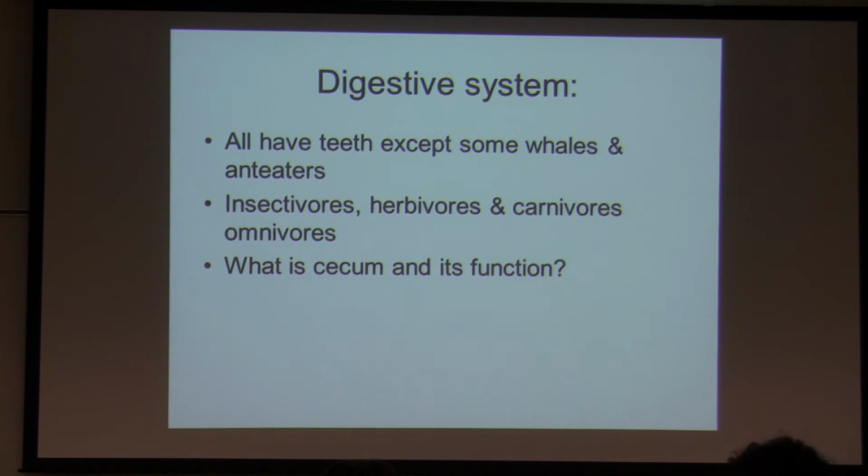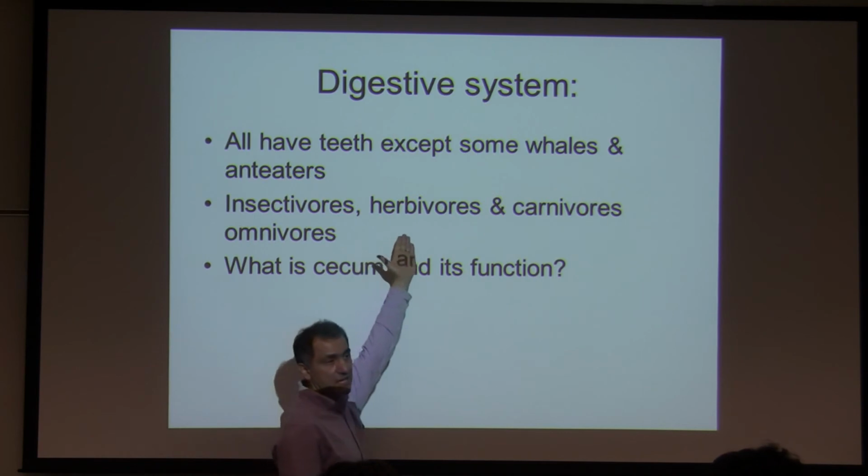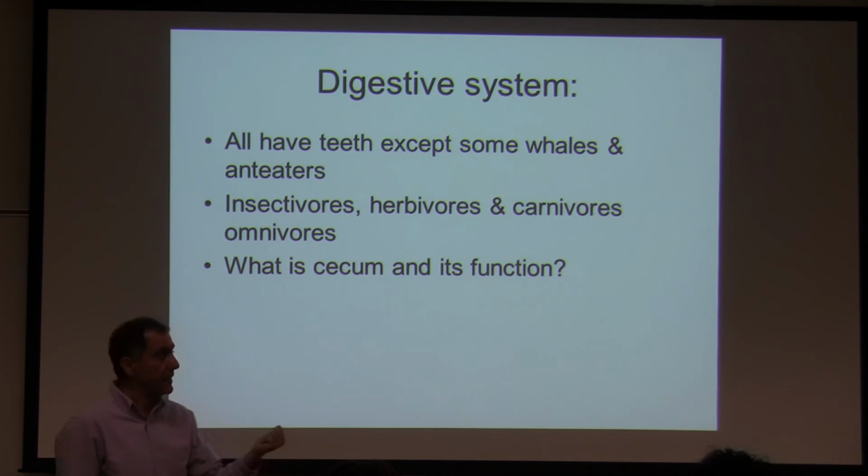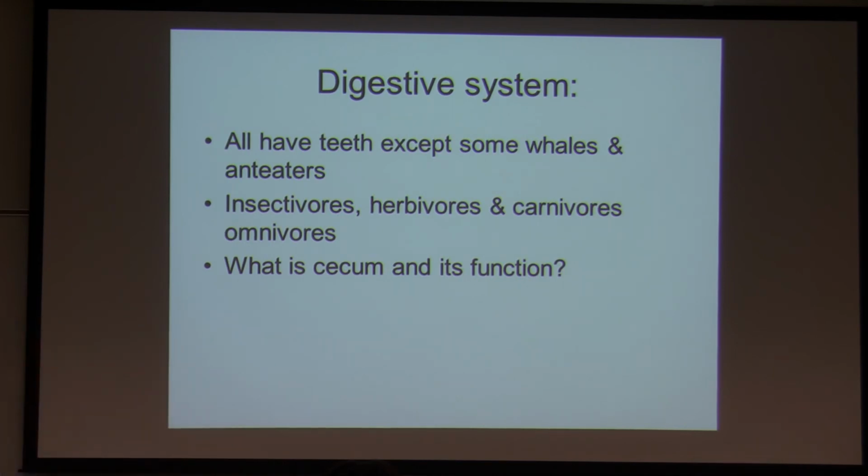All have teeth except some whales and anteaters. They are insectivores, herbivores, carnivores, omnivores, and I hope you all know what they mean. Insectivores means animals that eat insects. Herbivores, animals that eat vegetation. Carnivores, animals that eat other animals. And then omnivores, animals that eat both vegetation and meat. We humans are classified as omnivores. Pig is an omnivore. Those are two animals, off the top of my head, that are classified as omnivores.